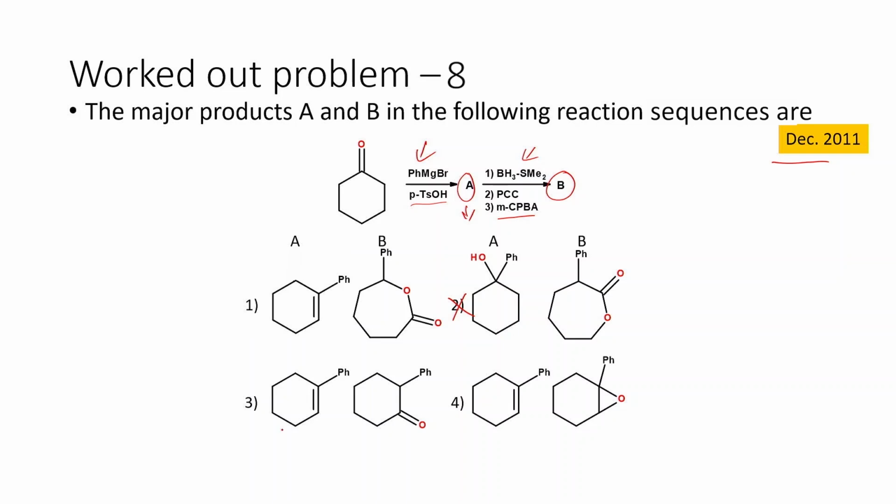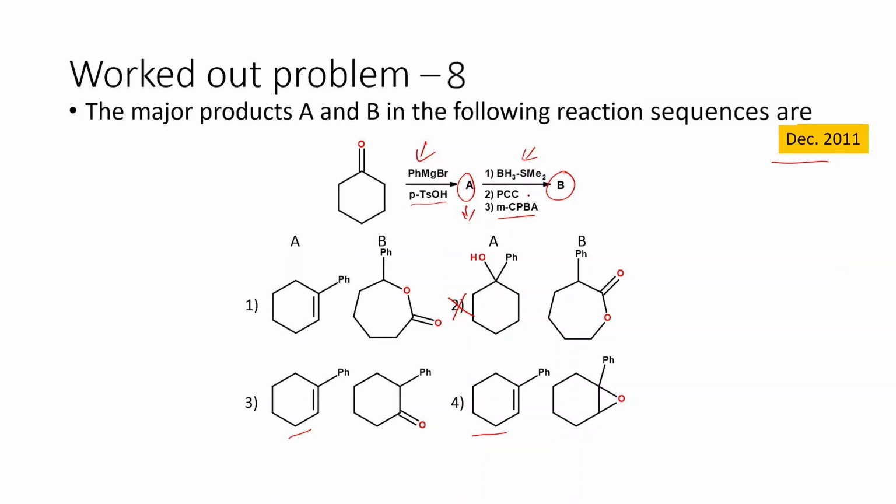So now we are left with only 2 options. If you look at the structure of 3 and 4, that is the intermediate A, in both the cases, they are one and the same. So that means they both could be the product. We have to identify now. We have to move to the second one, B, to identify what is going to be the final product.